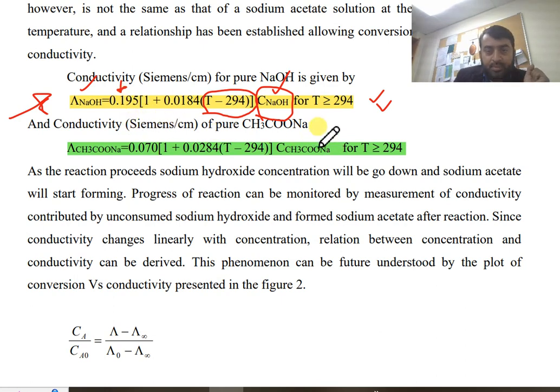Similarly, we have sodium acetate. Sodium acetate also has conductivity. This is an organic salt, so it will break into ions, but it will break partially. So the conductivity of sodium acetate is much lower than that of sodium hydroxide. You can see by the number itself. This number suggests that, as compared to this, the conductivity of sodium acetate is less.